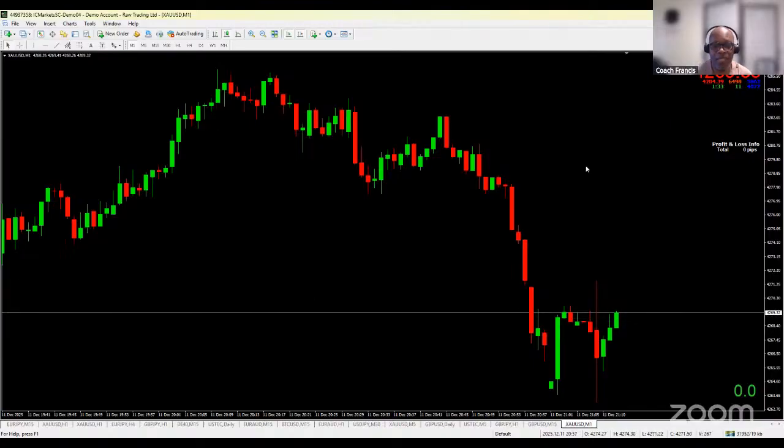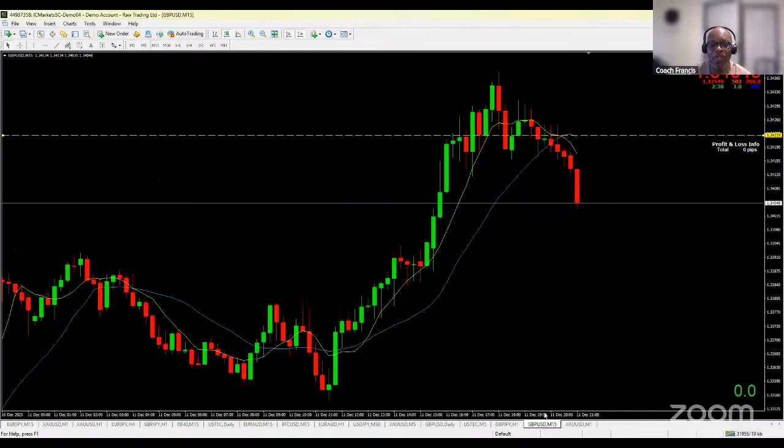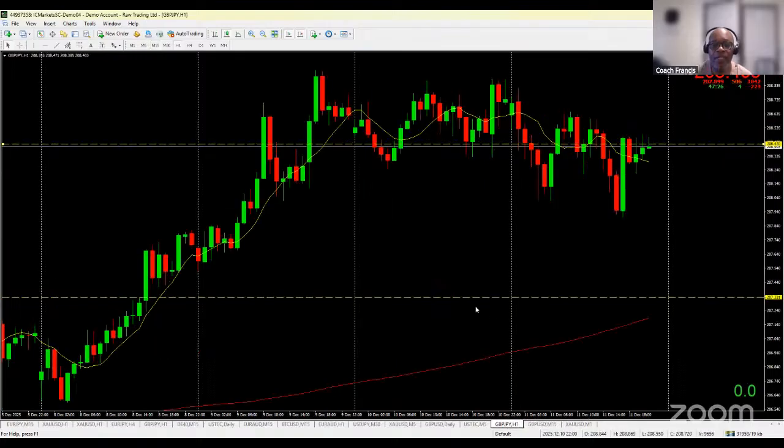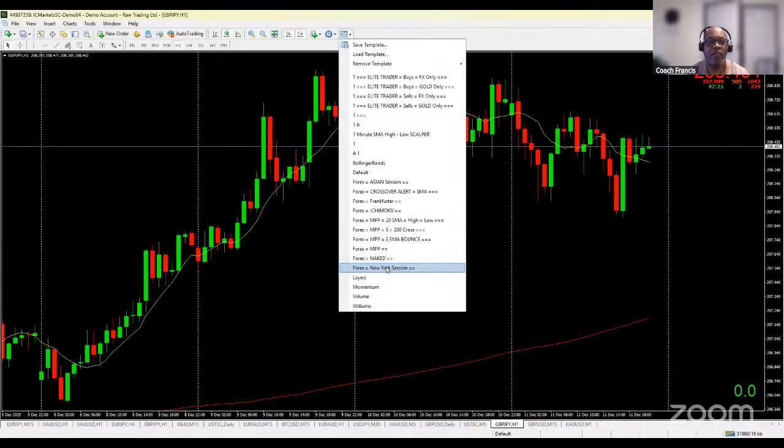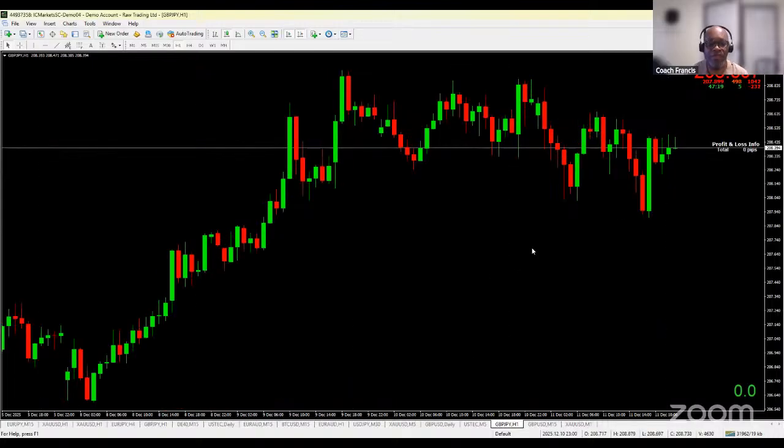So this is gold at the moment. This is gold. Let's go to another asset. This is the pound JPY. In Forex, you trade currencies. You are trading one currency against another.